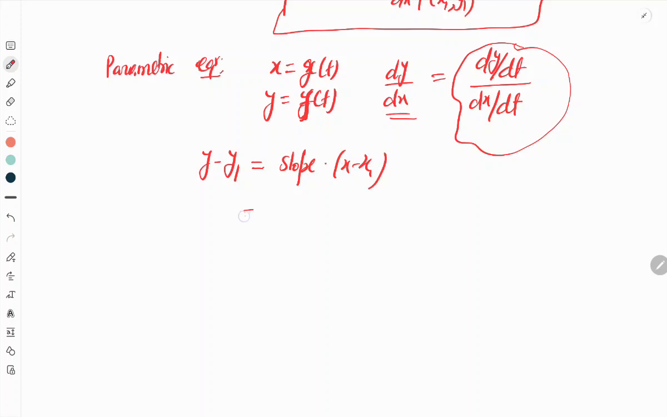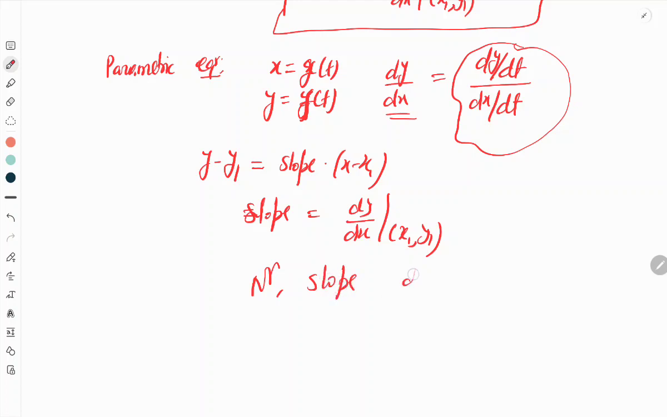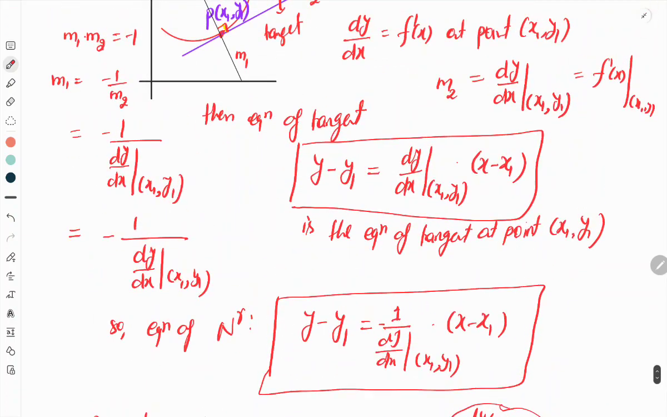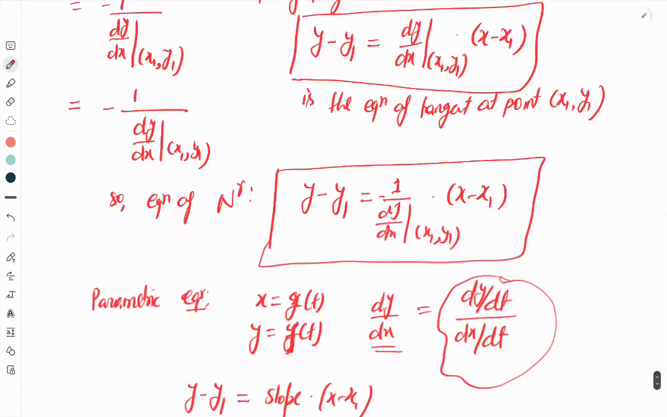If tangent is there, then the slope will be dy by dx at point x1 comma y1. If normal is there, then the slope will be minus 1 upon dy by dx at point x1 comma y1. Okay, so this is the total concept of tangent and normal.